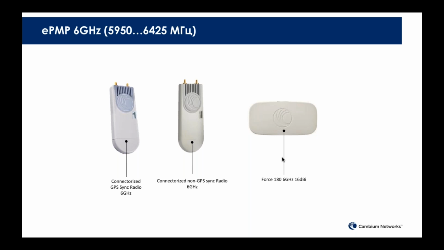On the Force 180 6 gigahertz, the antenna has been redesigned, so it's a different antenna, not the one we used on the regular Force 180. Okay, so those are the 6 gigahertz models. They are available for order. We're still pending some of the regulatory documents in some regulatory domains, so you should ask our sales guys if you can use these units legally in your country.